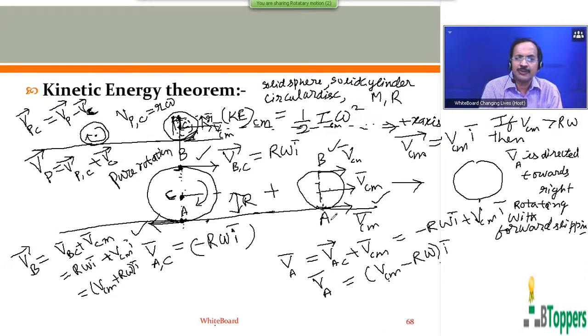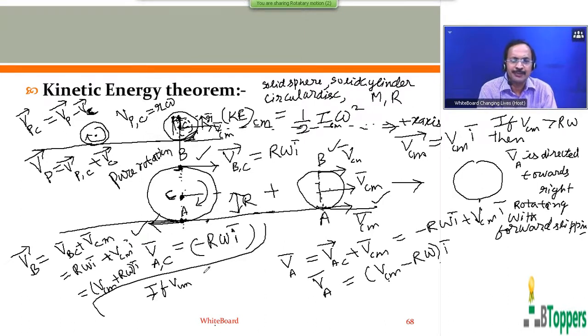Then the friction that comes into contact between the rolling body and the floor will be the dynamic friction or sliding friction, which acts backwards. Suppose VCM is less than R omega in the same equation, that is, the magnitude of translation velocity of center of mass with respect to the ground is less than R omega, that means less than the magnitude of the velocity of the point with respect to the center of mass.